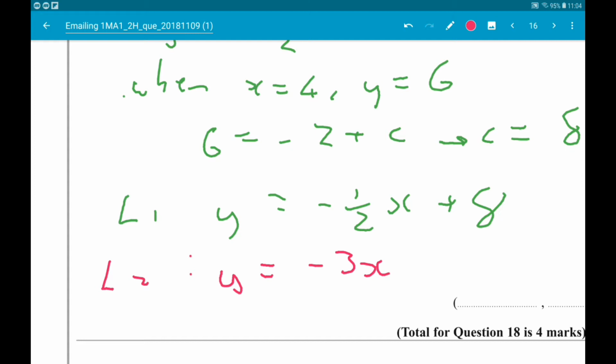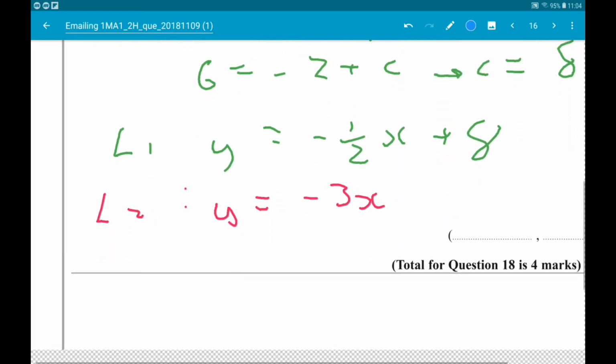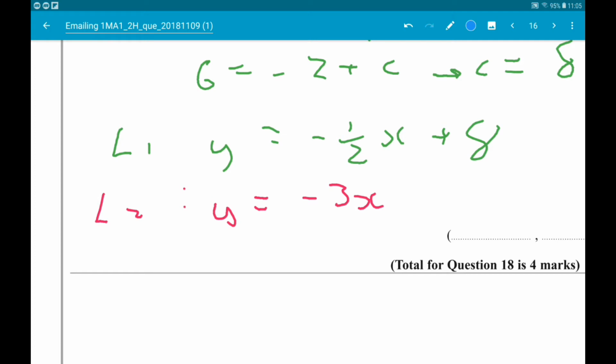So given that both of them are telling us what y is equal to, we can actually just set them equal to each other. So because y is minus 1/2 x add 8, and y is minus 3x, this tells us minus 3x is equal to minus 1/2 x, add 8.